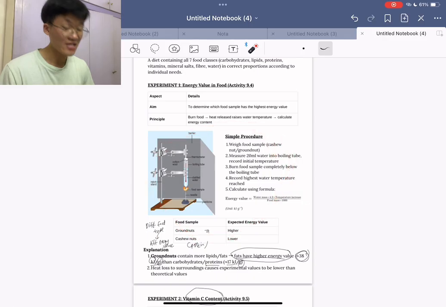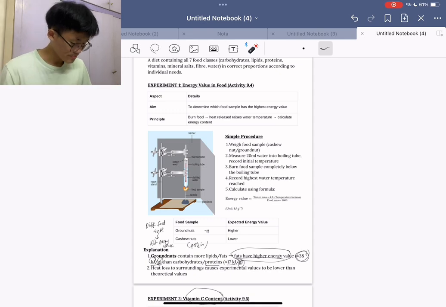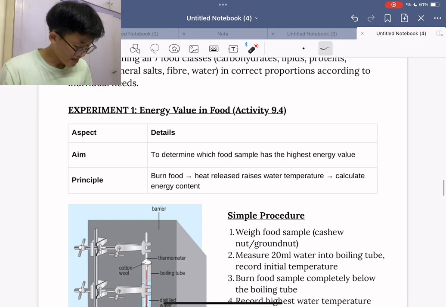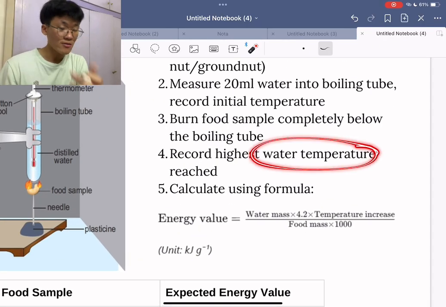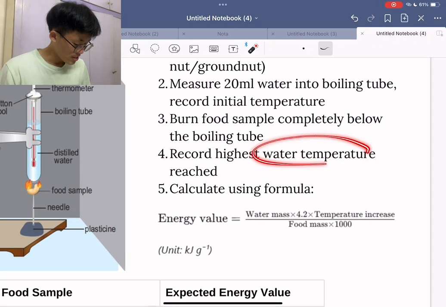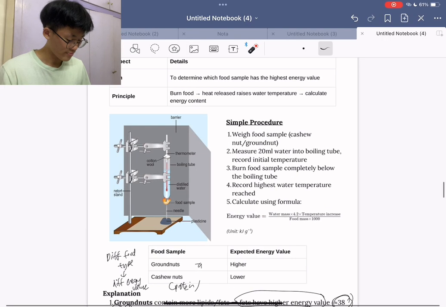This is only used to test the energy value. Energy value is the energy that will be released by the food when the food is burnt. How much energy is released by the food when the food is burnt? The energy released will heat up the water temperature, so that you can use the water temperature and substitute it in this formula to get the energy value of the food.